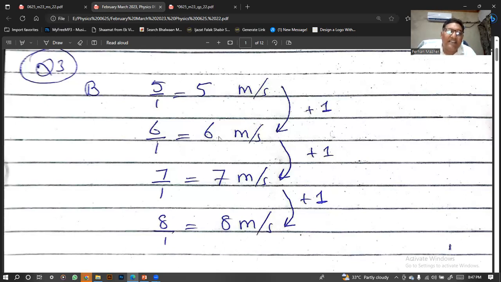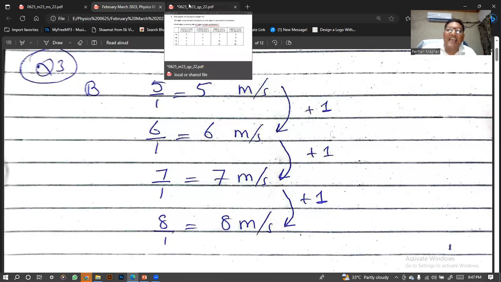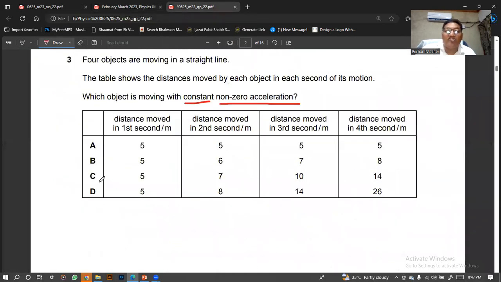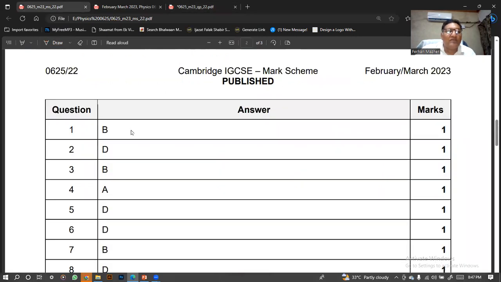If you look at these speeds, the speeds are changing. And here the increase in speed is uniform. So in option B, the body is moving with a constant acceleration, which is not zero. So I think B is the answer. You can find the speed for each second in all other options, but B is the right option. Okay, so let's check question number 3. B is the right option, sir.